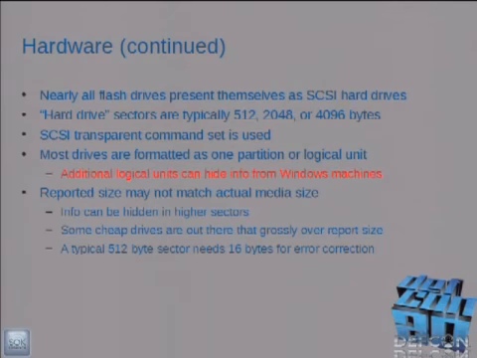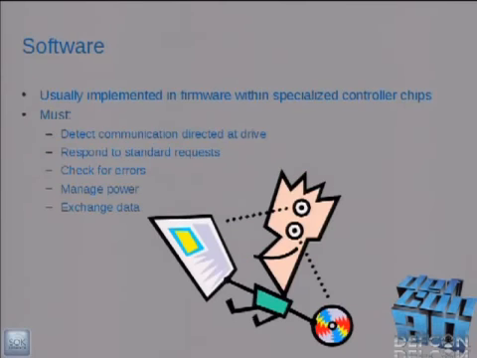Other things to keep in mind, typically each 512 byte block needs 16 bytes for error correction. So you might wonder, why is the size not exactly what it's reported to be? Software usually implemented in a controller chip has to detect communications, respond to requests, check for errors, manage power, things like that.